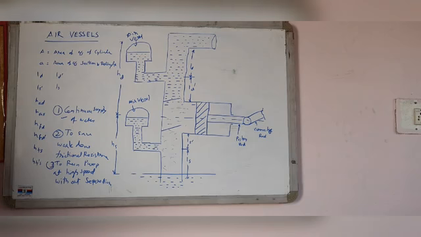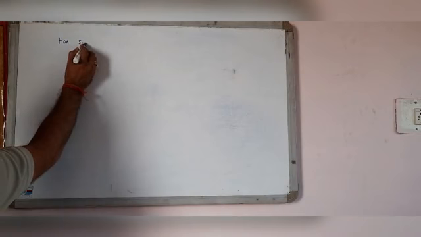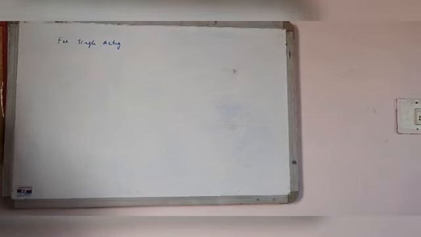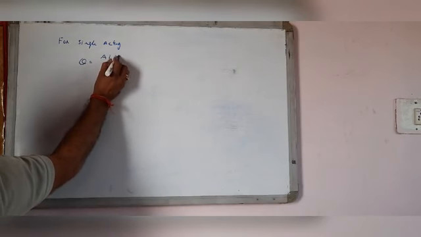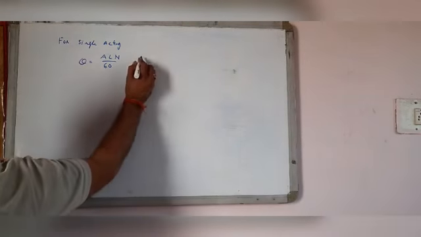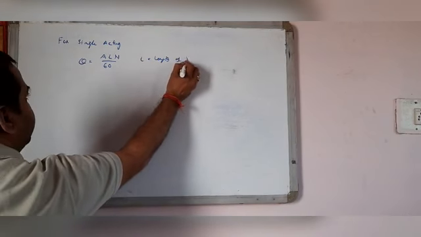For a single acting pump, the discharge per second is given by the equation Q equals A L N by 60, where L is the length of stroke.